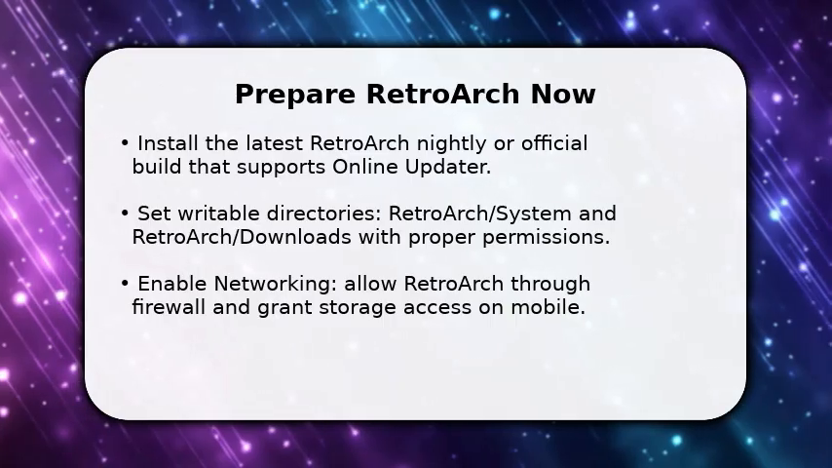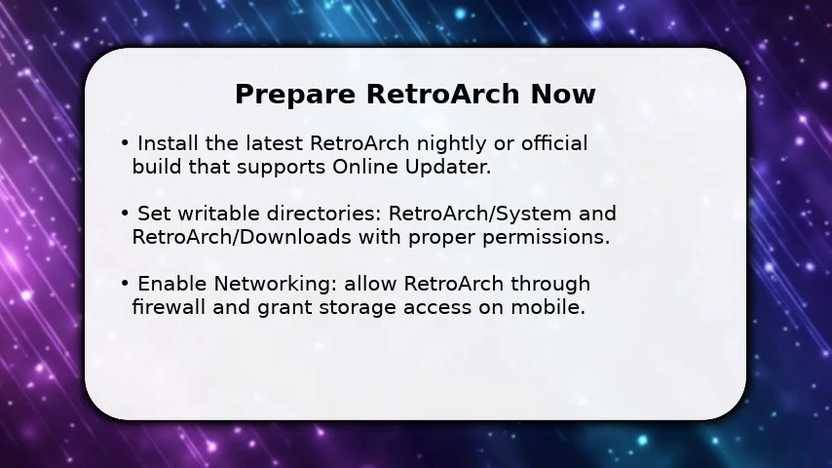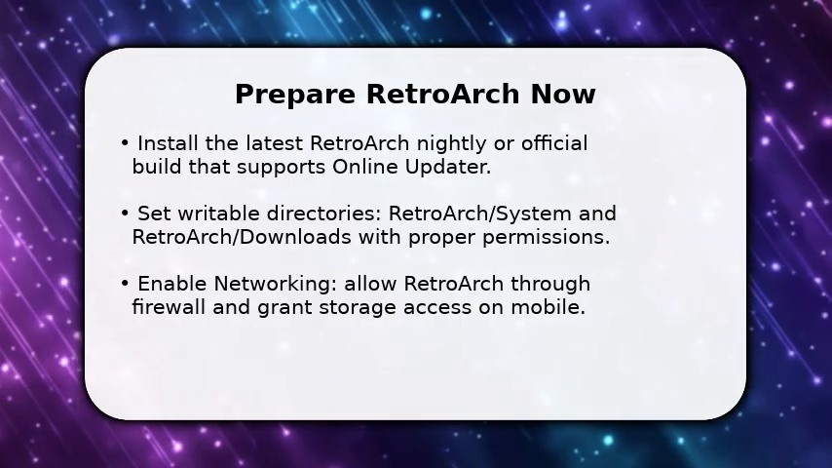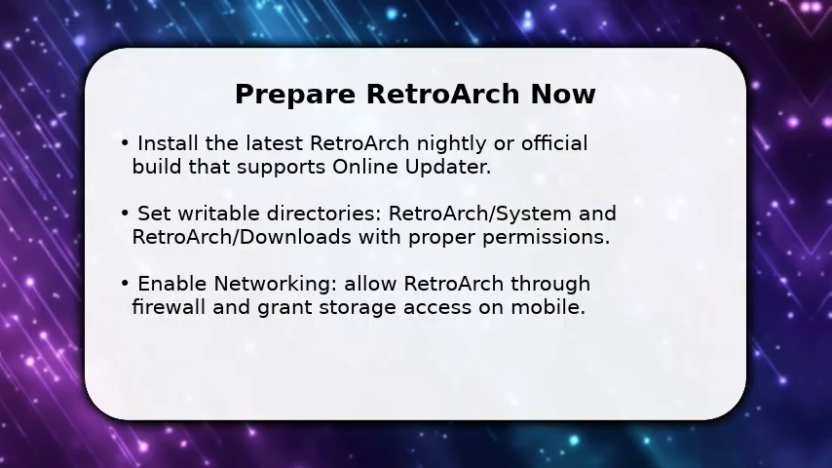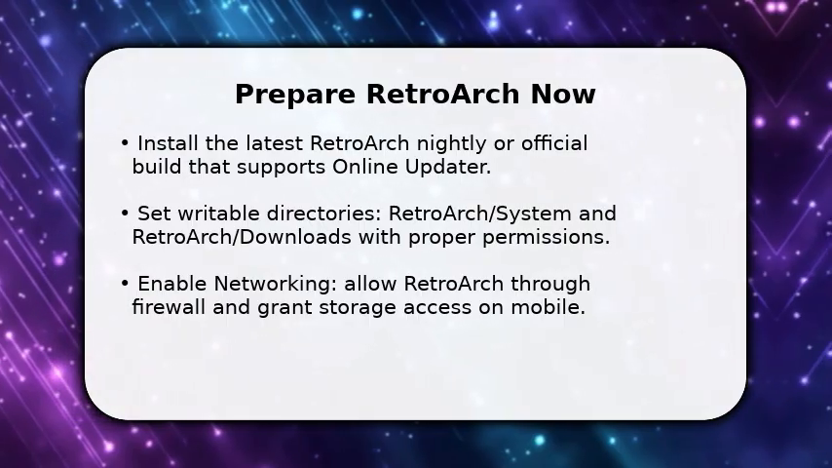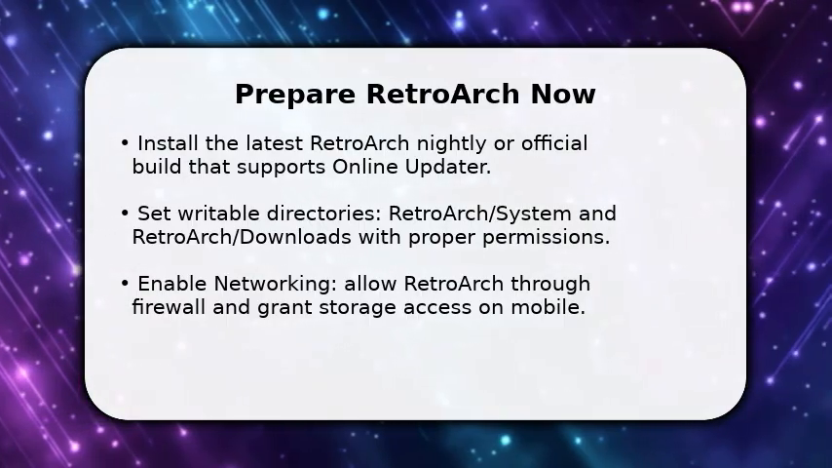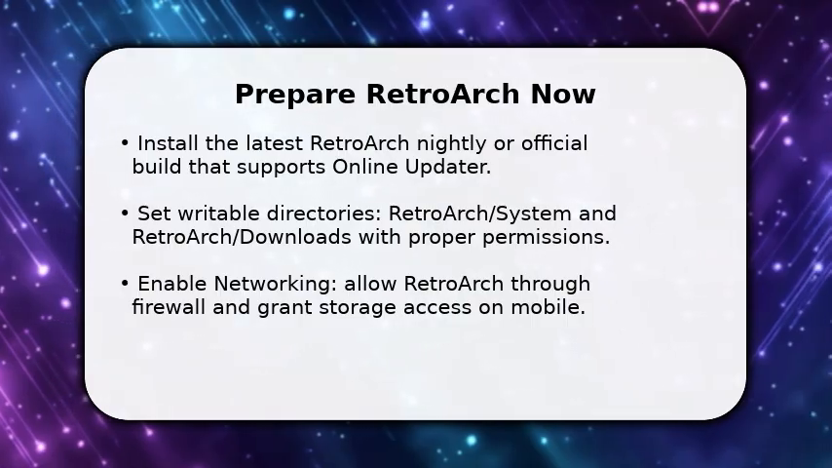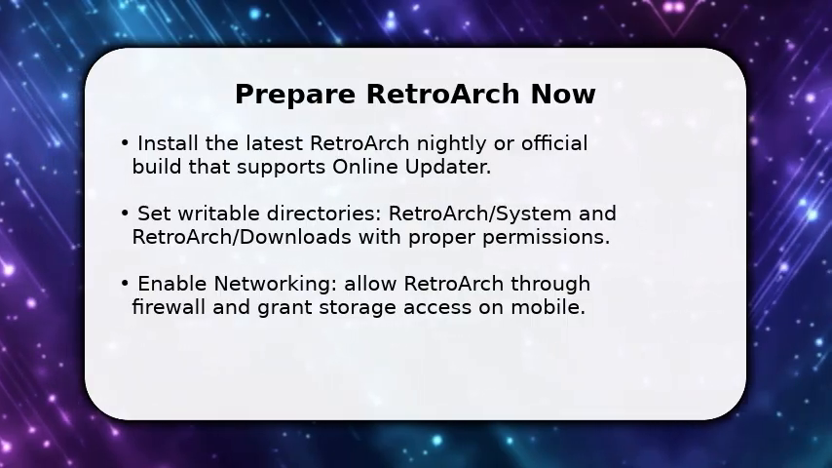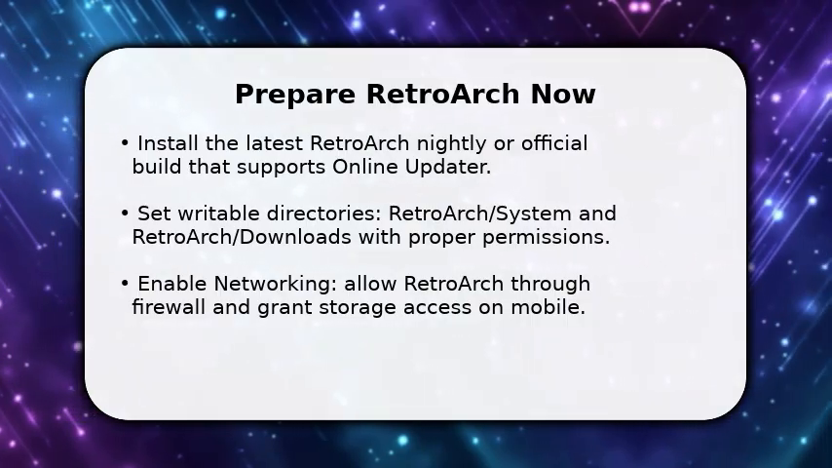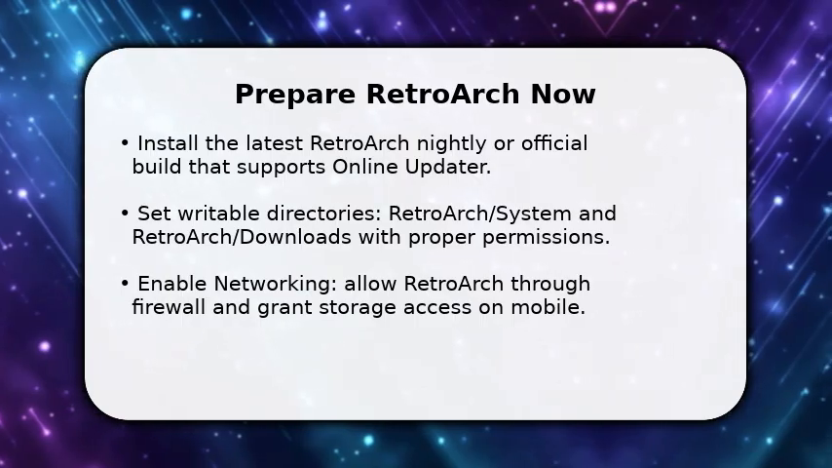You start by installing a Retroarch build that actually includes the online updater. Nightlies are safest. Once installed, make sure the Retroarch /system and Retroarch /downloads folders are writable so downloads can save. You also need to allow network access, enable the app in your firewall, or give storage permission on mobile.